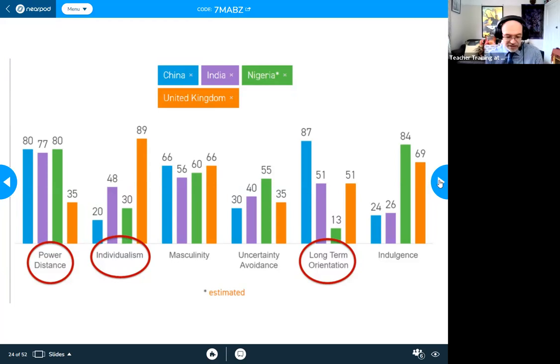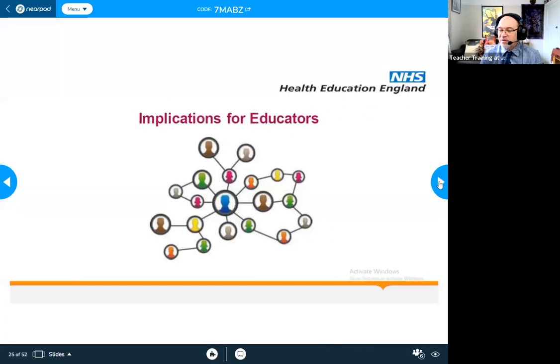Indulgence versus restraint, I suppose, is the opposite of indulgence. There's quite a large difference again there. But the three that Professor Vijay focused on in terms of teaching and learning are power distance, individualism, and long-termism. And just to give you a sense of why we're looking at that, how does it impact on what we do as teachers?